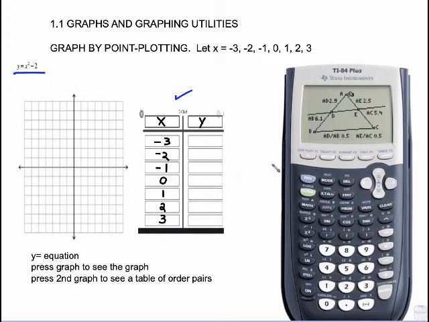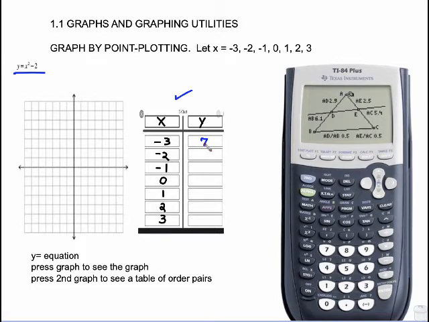That's a t-chart. This is going to show you the t-chart for any numbers that you want. The numbers we want are -3, -2, etc., on up to 3. So you'll do y equals and type in x squared minus 2, press the word graph right here to see what it looks like, and then press second graph and a t-chart comes up. And if you did that, these are the numbers you would get here.